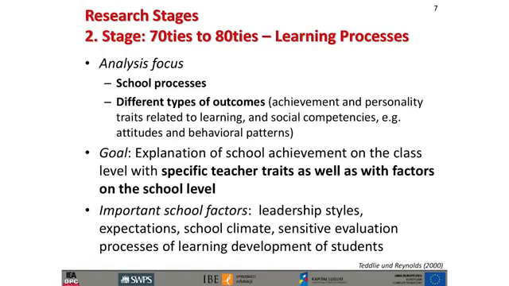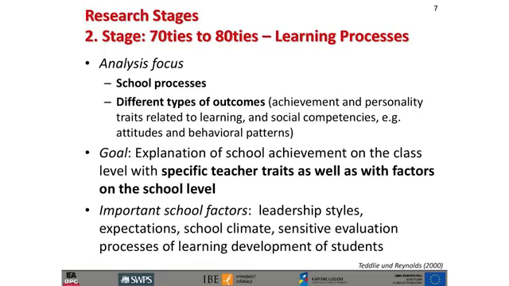So at the second stage, there were efforts to consider the school processes and the learning processes, and also to consider different types of outcomes, not only student achievement, but also personality traits related to learning, and social competencies, for example, attitudes and behavioral patterns. The goal was to explain school achievement at the class level with specific teacher traits as well as with factors at the school level, so to consider both levels of the system.